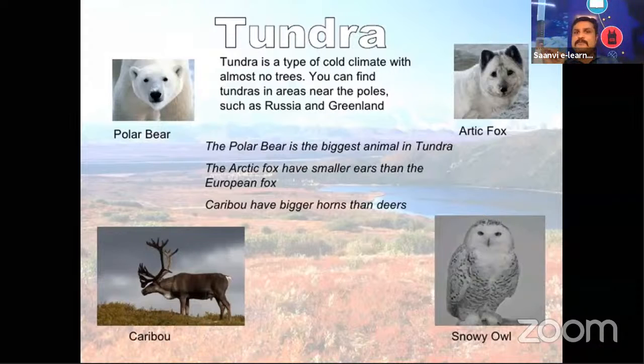Tundra is a type of cold climate with almost no trees. You can find tundras in areas near the poles such as Russia and Greenland. The polar bear is the biggest animal in tundra. The Arctic fox has smaller ears than the European fox, and caribou have bigger horns than deer. So a small summary they have given here.